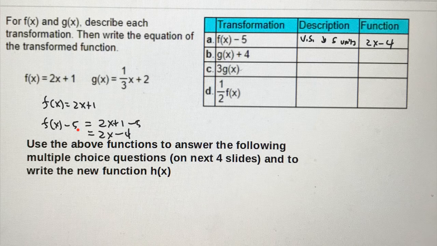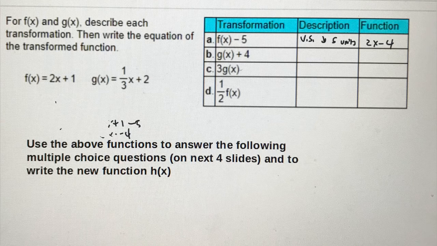So, don't be too confused about this. We're just taking the original function and we're subtracting 5 from it, ultimately. That's all we're doing, right? 2x plus 1 minus 5. And then we simplified it. Okay, so that should hopefully make sense. So that's how that one works.